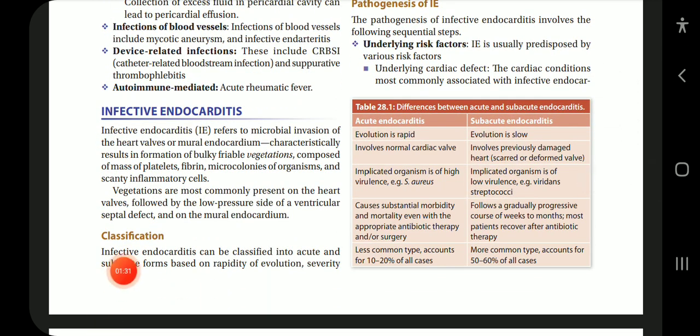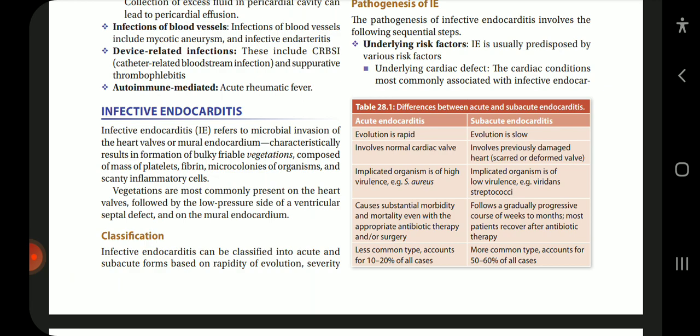Infective endocarditis states that microbial invasion of the heart valves or mural endocardium leads to infective endocarditis. It characteristically results in formation of bulky, friable vegetation. Friable means something which can dissociate easily, which is composed of a mass of platelets, fibrin, microcolonies of organisms, and scanty inflammatory cells. Vegetations are most commonly present on the heart valves, followed by the low pressure side of a ventricular septal defect and on the mural endocardium.